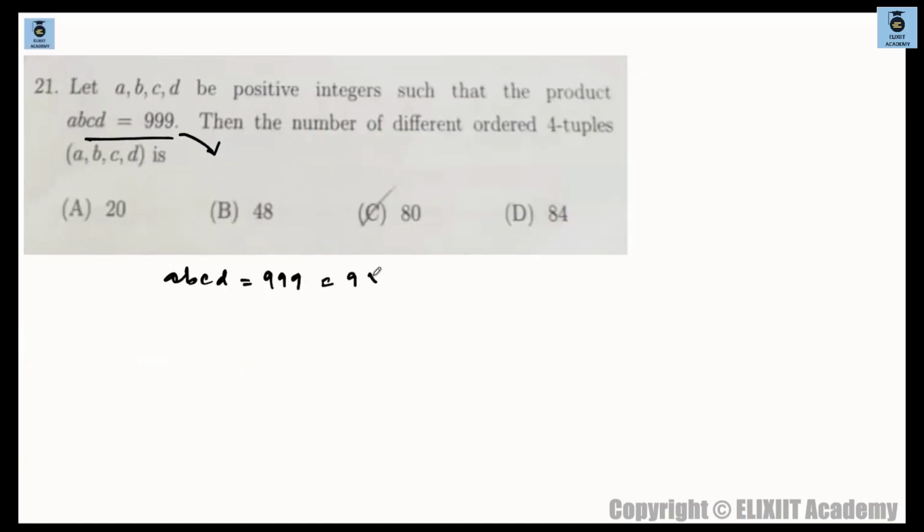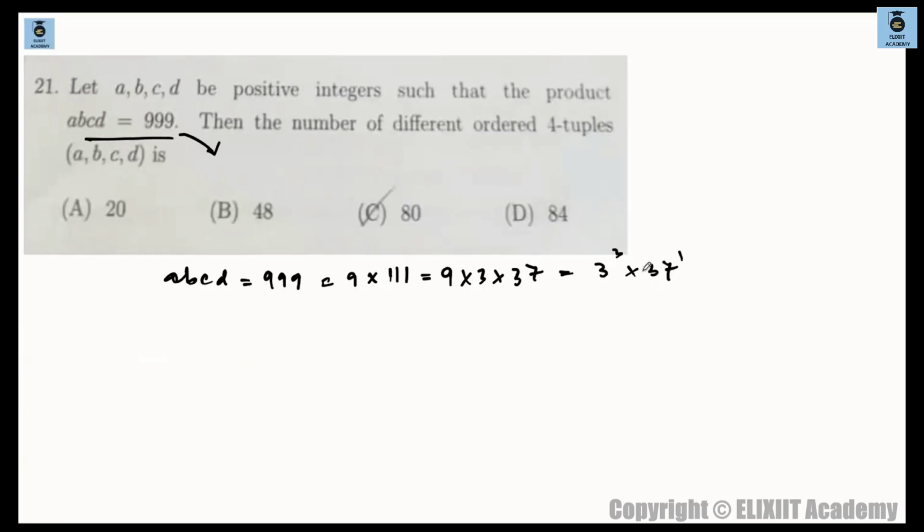999 is basically 9 times 111. So 9 times 3 times 37. We can write this as 9 times 3 times 37. 9 is again 3 squared, and this is one more 3 over here. So this is nothing but 3 cubed multiplied by 37 raised to the power of 1. Okay. So this is the factorization.